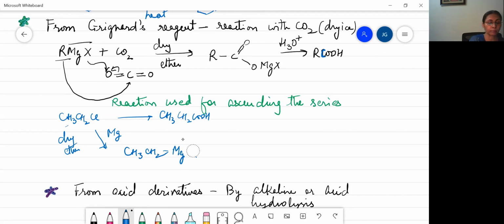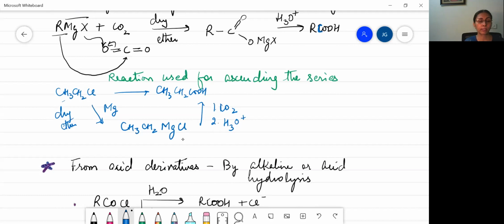Okay, so when you treat it with carbon dioxide, number one, you treat it with carbon dioxide. Number two, you carry out hydrolysis. Okay, so what do you get? You get this three carbon carboxylic acid. Okay, so this is what we say ascending the series.